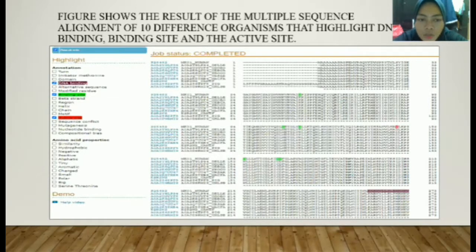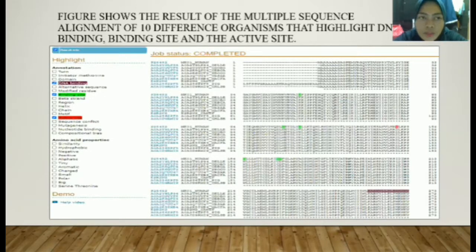So in this study, we also aligned 10 sequences from different organisms to measure how closely related this protein is to each other. So based on the known literature, the result has shown that the region of the active site, conserved motif and domain align at the same region that is present in the protein sequence.